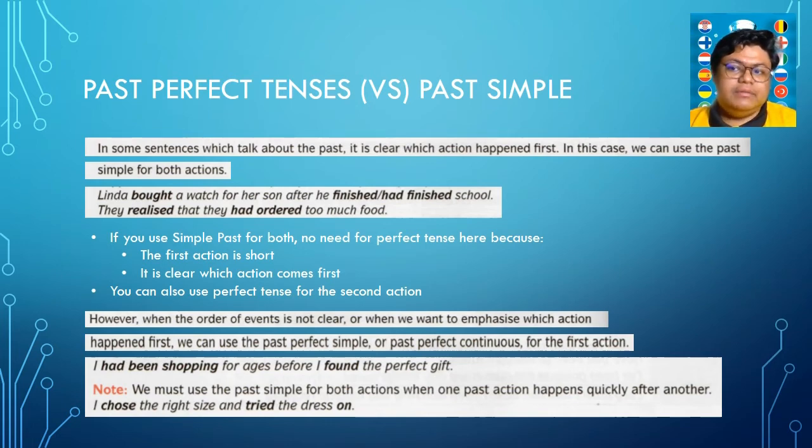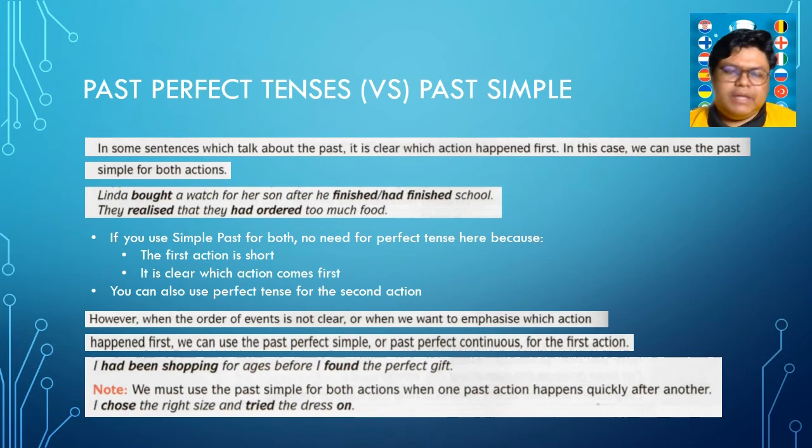Okay, kalau tadi ada pilihan, kita boleh gunakan satu past simple, satu lagi past perfect, ataupun past simple, boleh pilih lah, senang cerita. Tapi ada certain time yang kita tak boleh pilih, kita mesti pakai past simple untuk kedua-dua action. Okay, when the second action happens immediately after the first action. Contohnya kat situ lah, I chose the right size and tried the dress on. Pilih size yang betul dan cuba pakai.